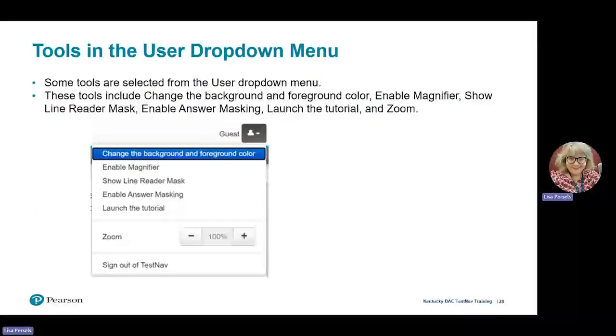Some tools are selected from the user drop-down menu. These tools include change the background and foreground color, enable magnifier, show line reader mask, enable answer masking, launch the tutorial, and zoom.